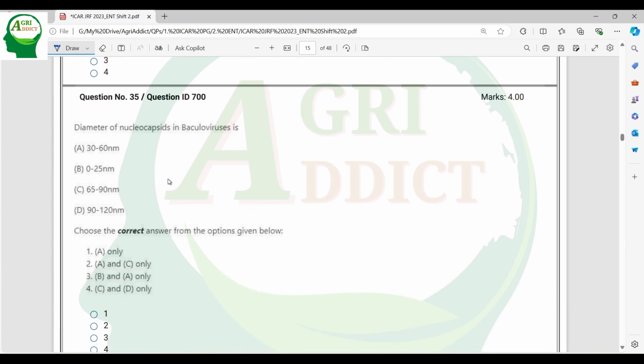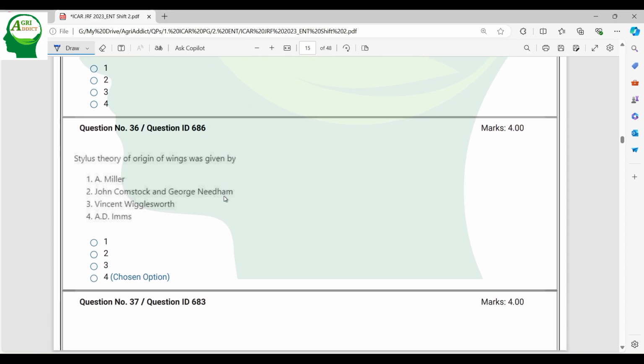Diameter of nucleocapsids of baculoviruses is 30 to 60 nanometer diameter. So only A is the correct answer. Actually, for this type of question, you can't find it in the normal books which we mainly read for the JRF examination, like Insecta, Treatise, and other books. In Dhaliwal and Arora's book, where the biological control chapter is very well elaborated, you can get this type of information. So if you know, then only answer, otherwise just leave this type of question. Okay.